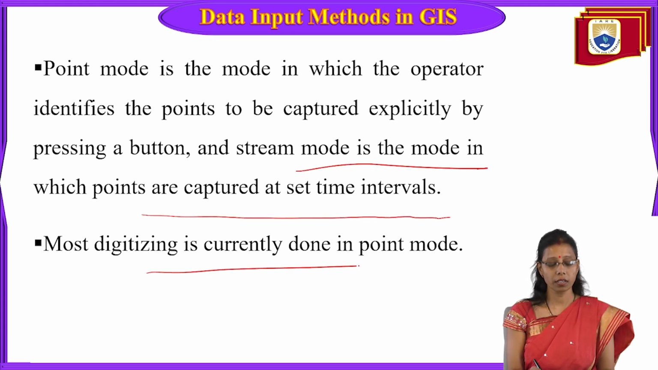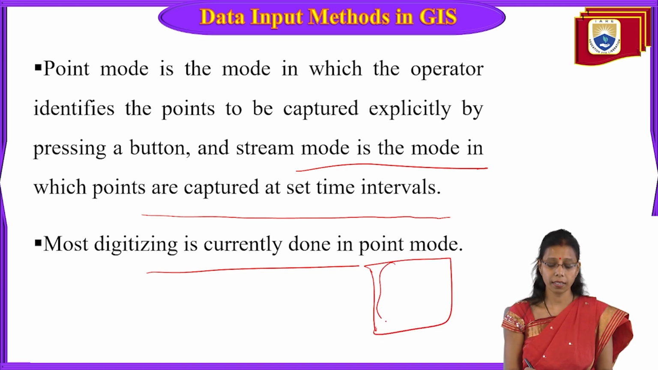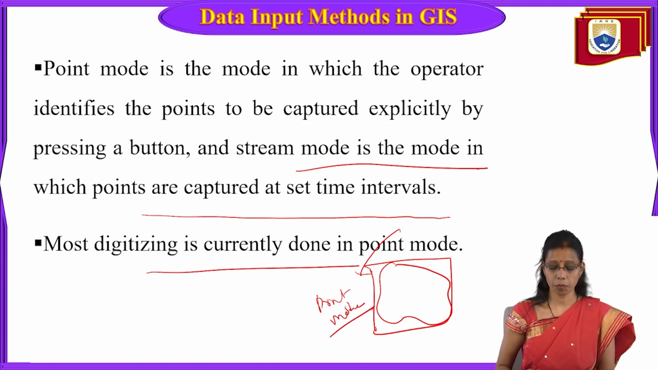So most digitizing is currently done in the point mode only, because we have a number of curves in the map. If you want to cover this entire map with the curves, you have to use this point mode only. So point mode is used for the digitization process to get more accurate information for the final output.